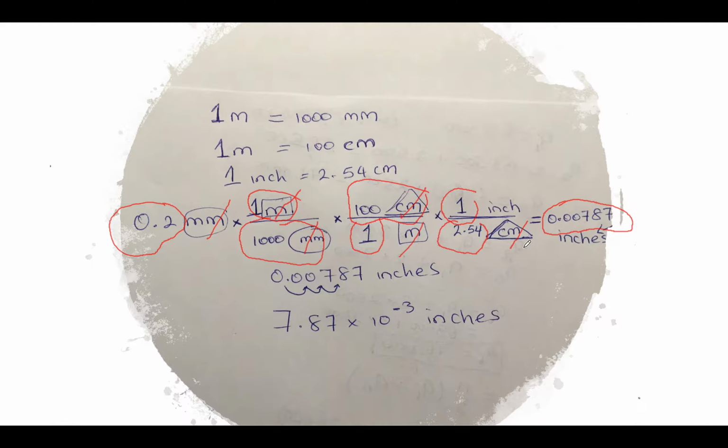Which gives you 0.00787 inches. Here you can rewrite this in terms of exponentials. The decimal moves 1, 2, 3. So we have 7.87 times 10 to the negative 3 because we move to the right 3 times. 1, 2, 3. So let's see. Next problem.